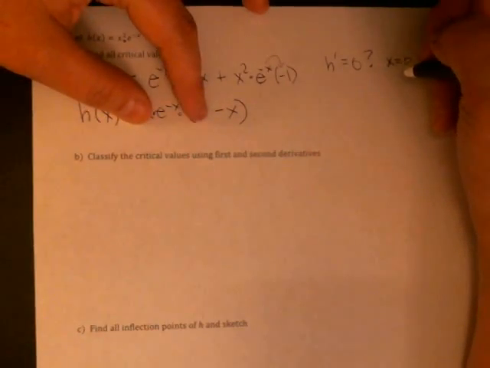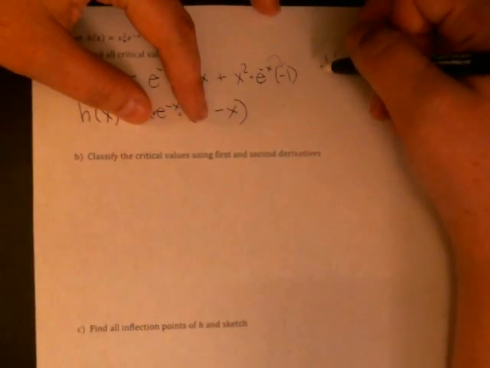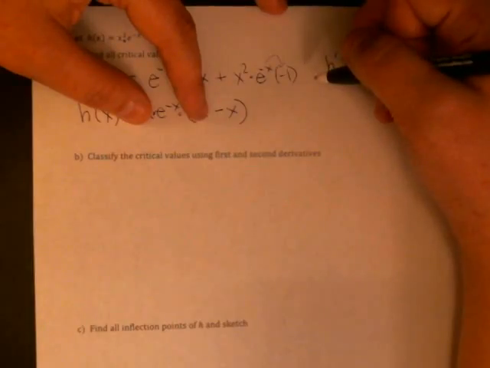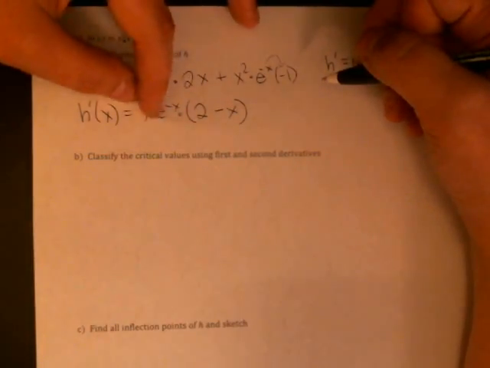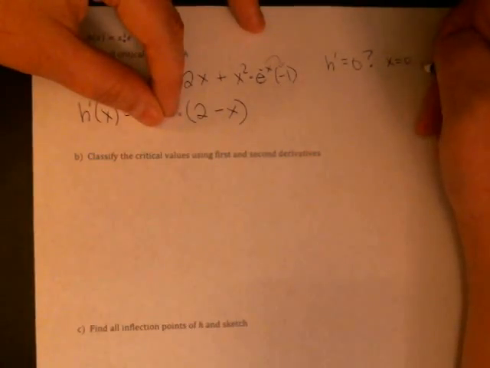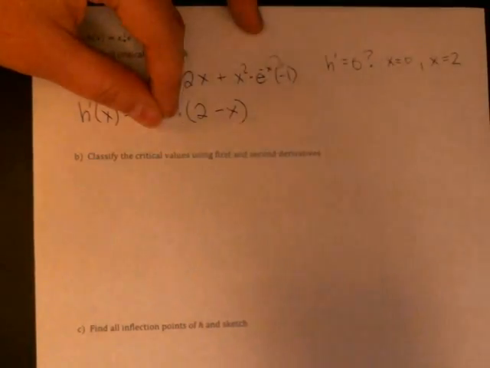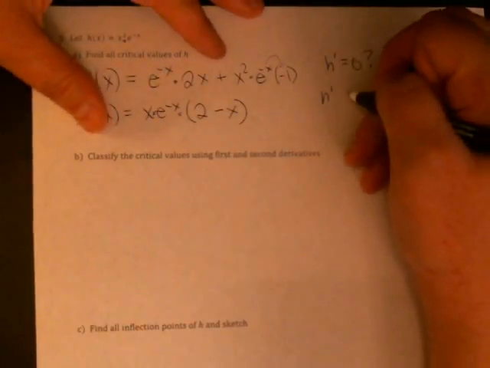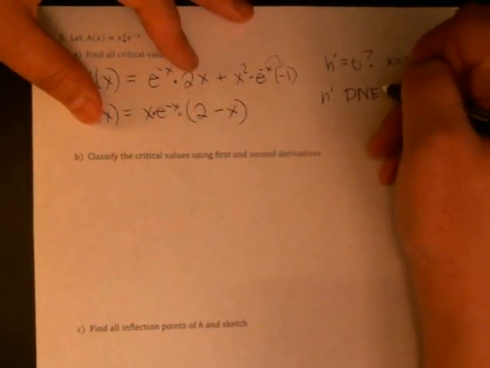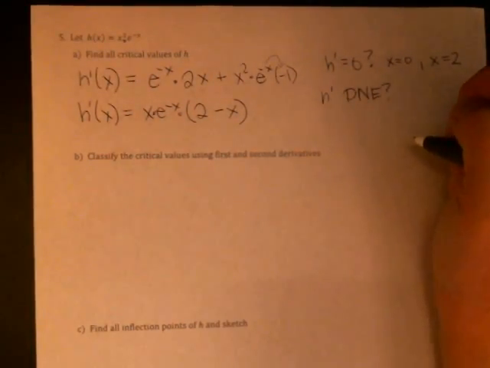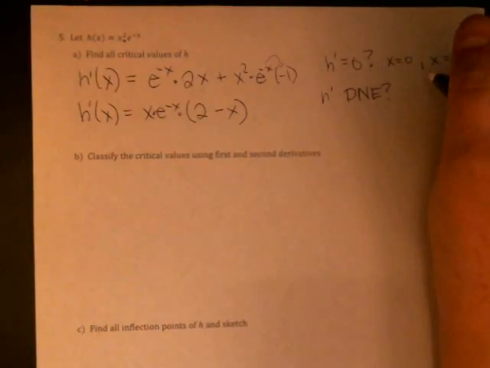E to the negative x is never 0. Remember those exponentials. It doesn't matter what power you raise that to. It's not going to completely get rid of the number there, so that's not going to happen. But this one does. If x equals 2, that one is 0. And then we also want to know when h prime does not exist. And in this case, that's not a problem. It never happens.